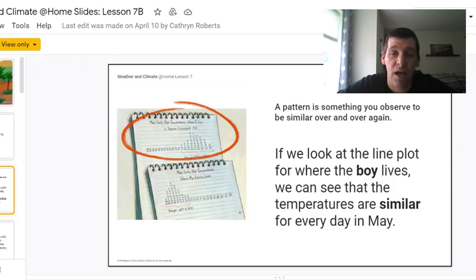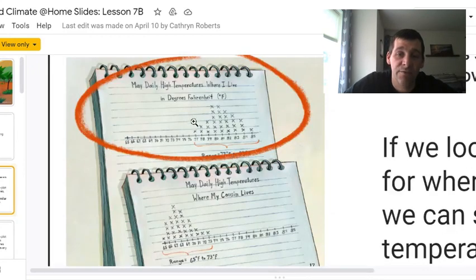And if we look at the line plot for where the boy lives, this is this part here. I'll kind of zoom in a little bit. We think about it, we see that what we end up finding is that the temperatures are going to be similar for most of that particular month. They're in a particular frame between 77 and 85. They're not scattered all over. They're really in just a very consistent area.